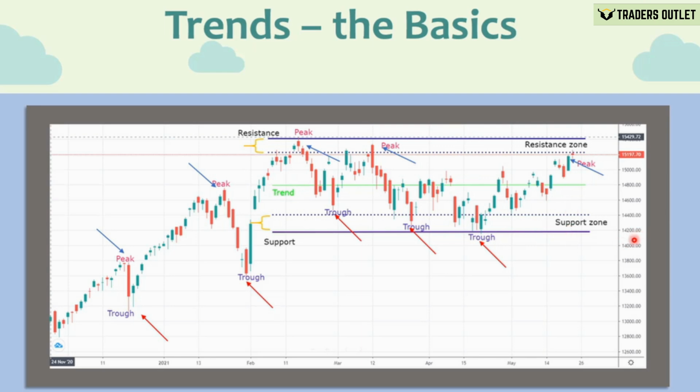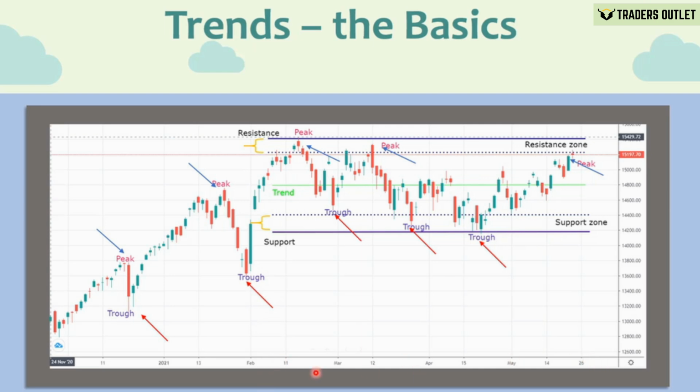It is between 14,200 and 15,400. So that's almost 1,200 points, or in percentage terms, almost a 7 to 8% range between which the prices are fluctuating. But if you look at the time period, right, these are the months at the bottom.